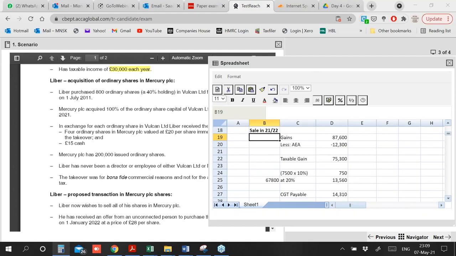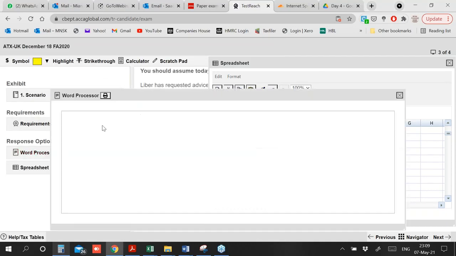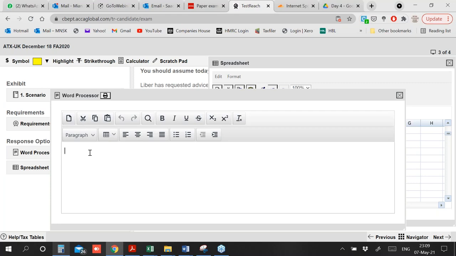Now, some of you ask, "Sir, how will we explain and how will we calculate?" After doing this calculation in the spreadsheet, you will click on the word processor. You will explain what you were supposed to do, as if the client was sitting in front of you and you had to communicate with her on paper. If you hand over this calculation without telling her anything, will she have a clue what you have done? Obviously not. So you have to explain everything, without wasting any extra time, in a very precise way.